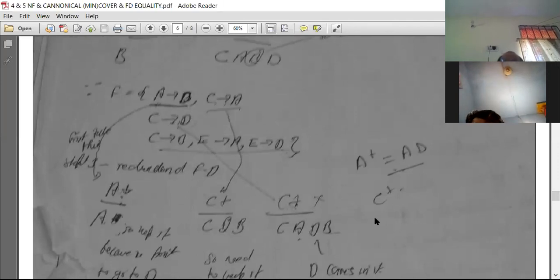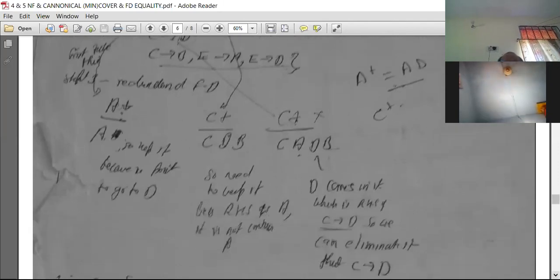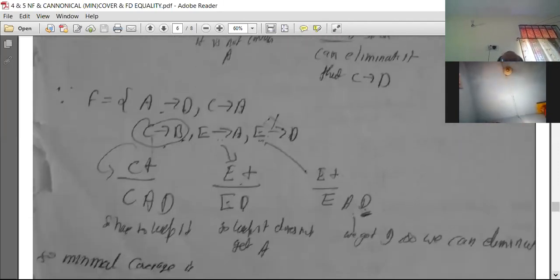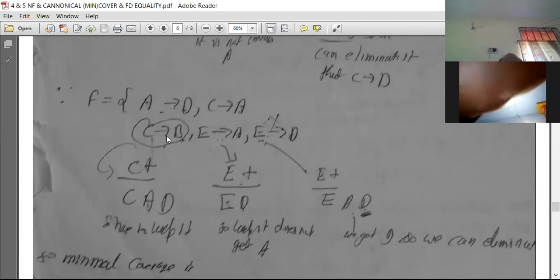If I get my right hand side in the left hand side closure, then I will delete this FD. And now what will happen? Again, I have taken all the FDs. I have deleted that C tends to D FD, and I have taken all the FDs. Till here, I have already checked C tends to D. Now the other three FDs I am checking: C, E, and E.